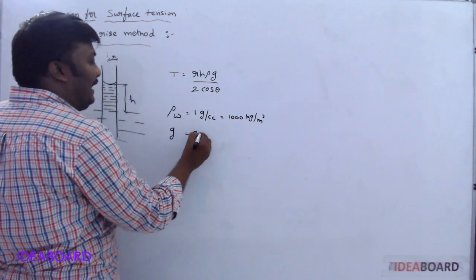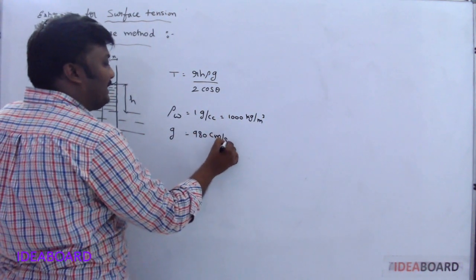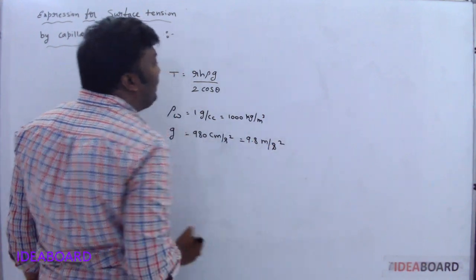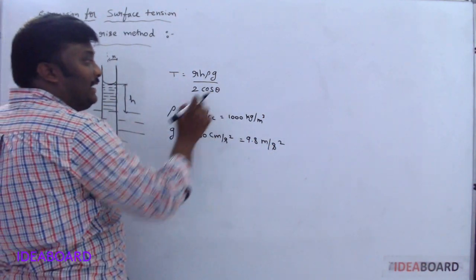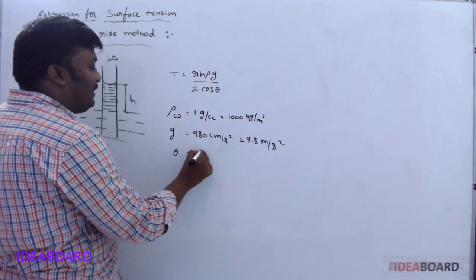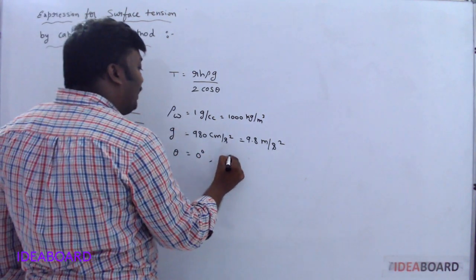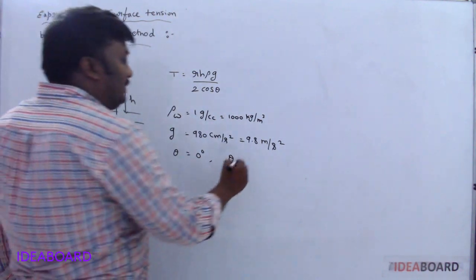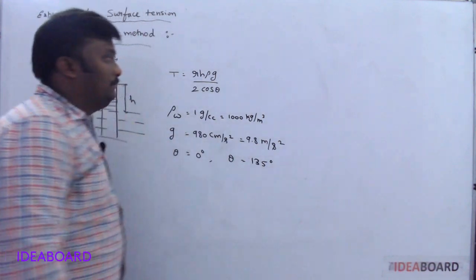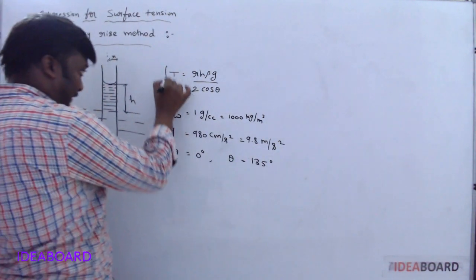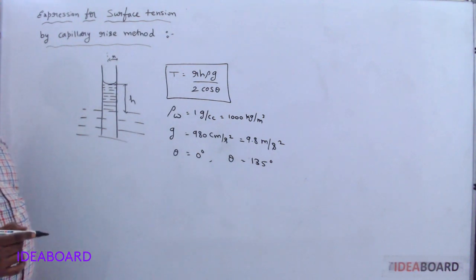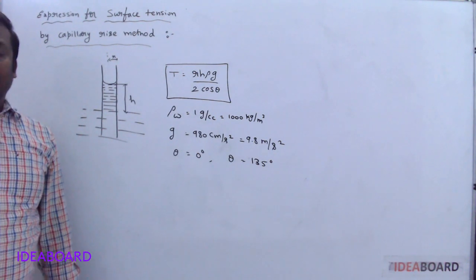The g value is 980 centimeter per second square or 9.8 meter per second square. And theta is the angle of contact. For pure water, the theta value is taken as 0. For mercury, the theta value is taken as 135 degree. Understand now? This is a very important formula related to the capillary rise method.